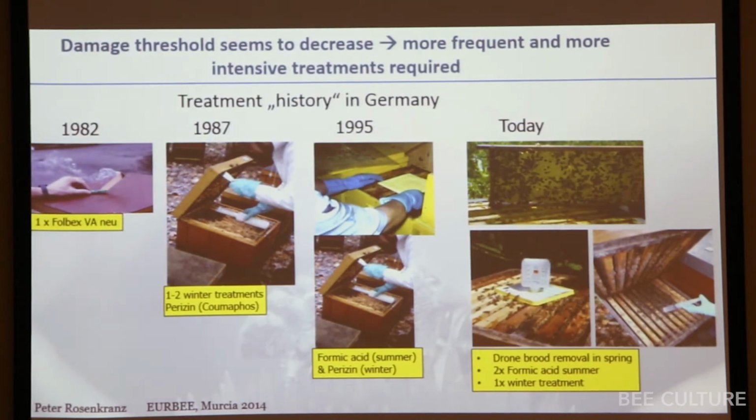They have to be much more aggressive about mite levels. Mite levels can get out of hand too badly, so they're having to treat more often. They do a drone brood removal in the spring, two formic acid treatments in the summer, and then an oxalic acid treatment in the winter. So you can see that in Germany, over that course of time, their treatment regimes have changed pretty dramatically. And if you've been beekeeping for a long time, you'll know that what we would recommend over that same time frame has equally changed.